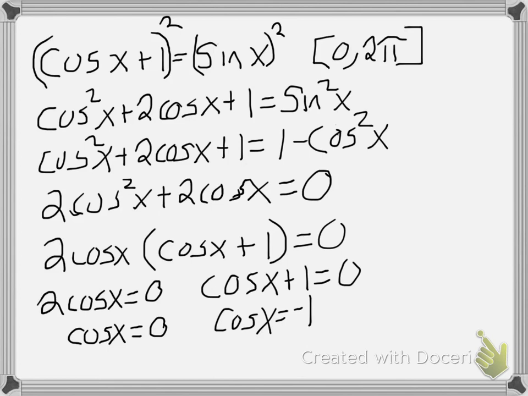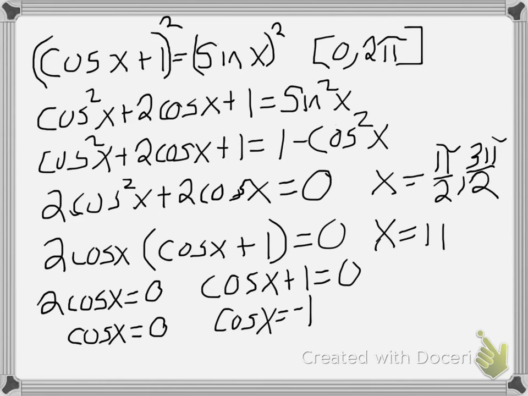Okay. Remember, we're looking for solutions between 0 and 2 pi. So here are my possibilities. Where does the cosine of x equal 0 between 0 and 2 pi? Well, at pi over 2, for sure, and also at 3 pi over 2. Okay. Now what about negative 1? Where does it equal negative 1? Hopefully you realize that it's equal at pi. Okay. And normally there we are.